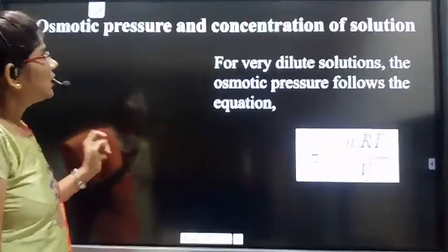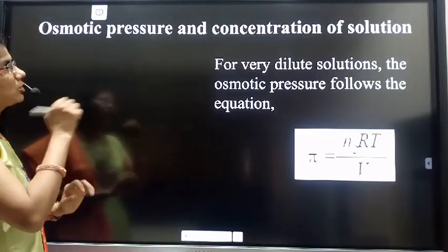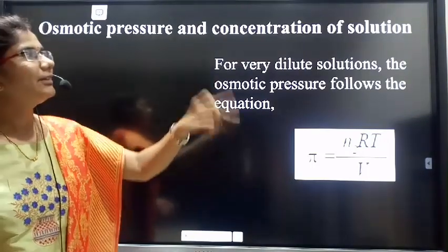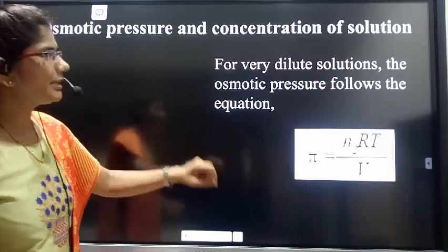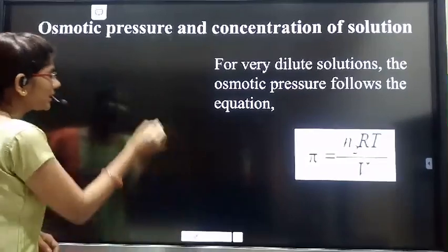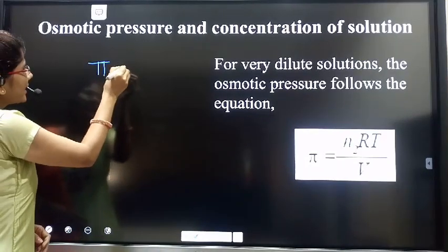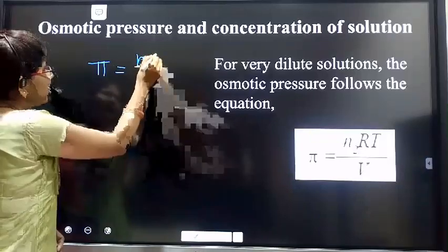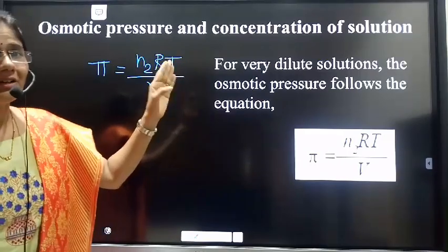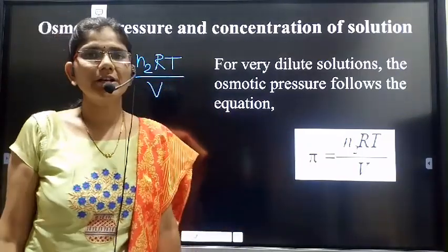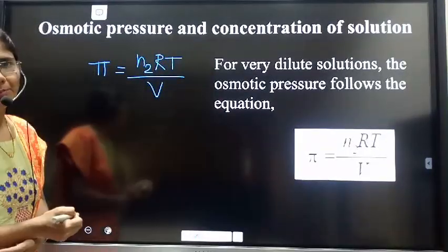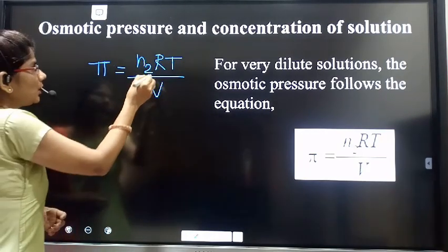So, next, osmotic pressure and the concentration of the solution. For a very dilute solution, the osmotic pressure follows the equation pi, because the osmotic pressure is denoted by the letter pi, and pi is equal to N2 RT upon V. Meaning for a very dilute solution, the osmotic pressure follows the equation pi equals N2 RT upon V.